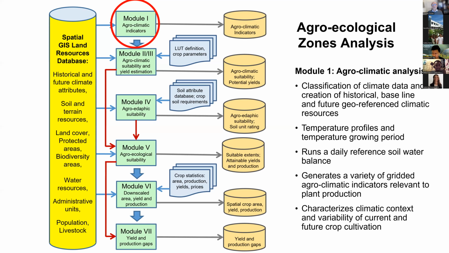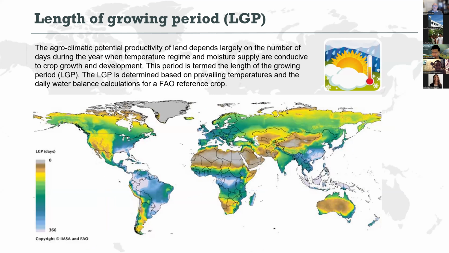So it is not dealing with a food crop yet. It's dealing with what we call a FAO reference crop to do a reference water balance, which gives the first set of indicators. And perhaps the best known of these indicators is the length of growing period, or number of annual growing period days. The background to that is that the agroclimatic potential productivity of land depends largely on the number of days during the year when both the temperature regime and the moisture supply are conducive to crop growth and development.